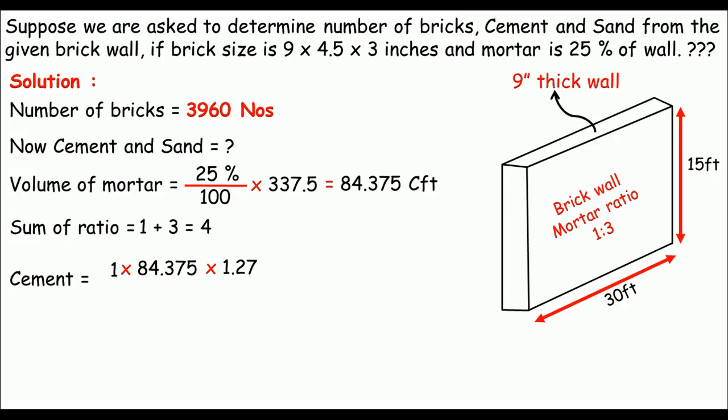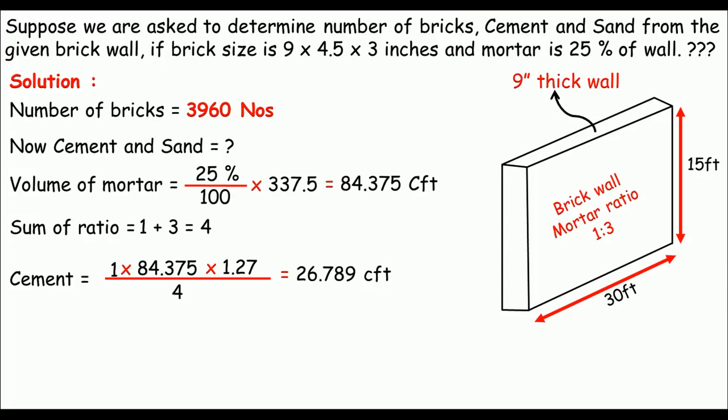And why do we do this multiplication? Remember, the wet volume is always less than the dry volume, and the dimensions are already in a wet form. That's why we have to convert these into dry, and that's why we multiply with this. So this is 1 times the volume of mortar times 1.27, divided by the sum of ratio. Sum of ratio is just 4. We'll get the cement equals 26.789 CFT.